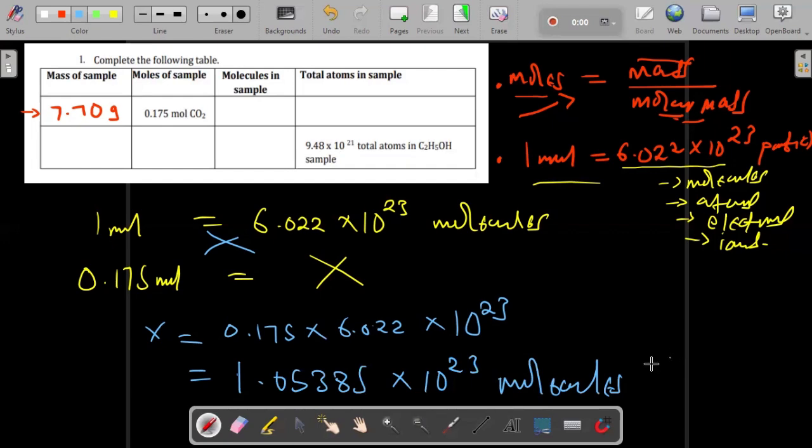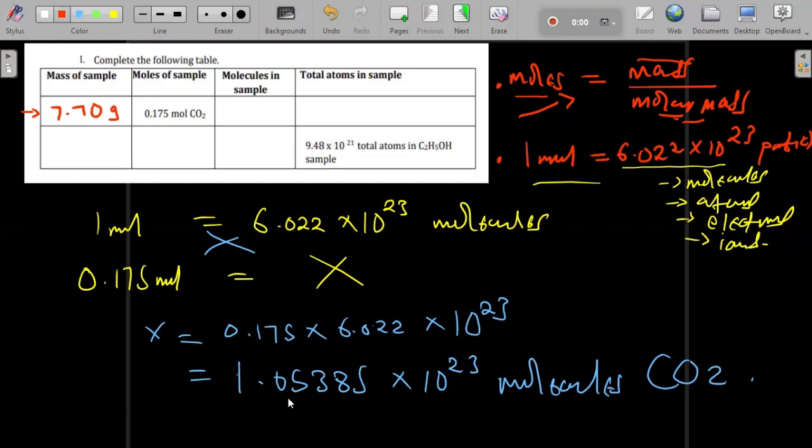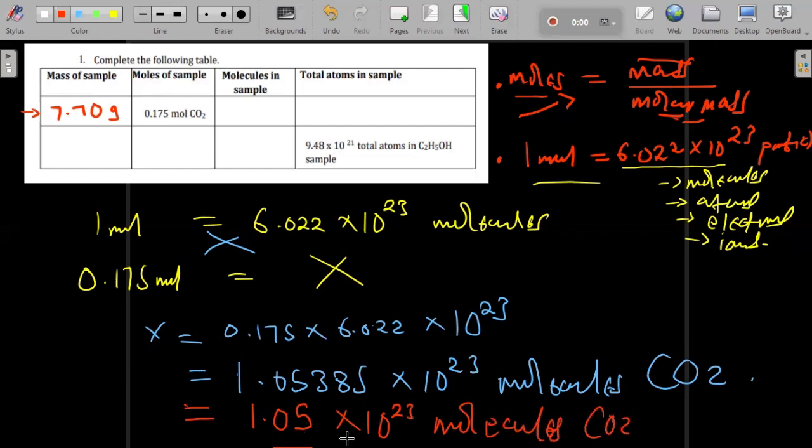Okay, so remember these are molecules of what? Carbon dioxide. Okay, so we can write that number to three significant figures. Okay, so if you write it to three significant figures, it's going to be 1.05 multiplied by 10 to the power 23 molecules of carbon dioxide. So we are going to get this value here and write it in the table here. So the number of molecules in the sample will be 1.05 multiplied by 10 to the power 23. So these will be the molecules, okay?